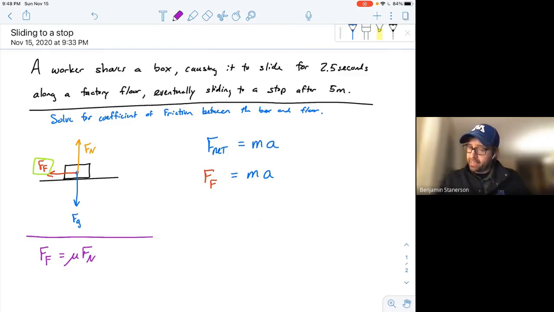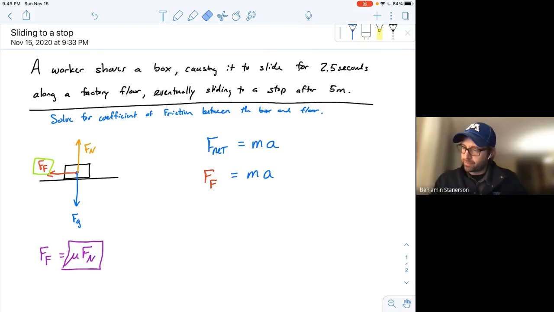Well, I can take this information and come back to the problem here. I'm going to plug in what I know for the force of friction, which is normal force times the coefficient. I'm going to plug that right in for force of friction. So instead of writing force of friction, I'm going to write mu times force normal. And that is equal to mass times acceleration. Okay, now we're getting close.